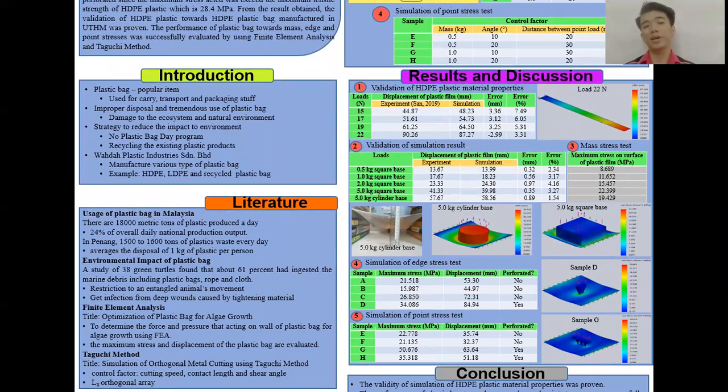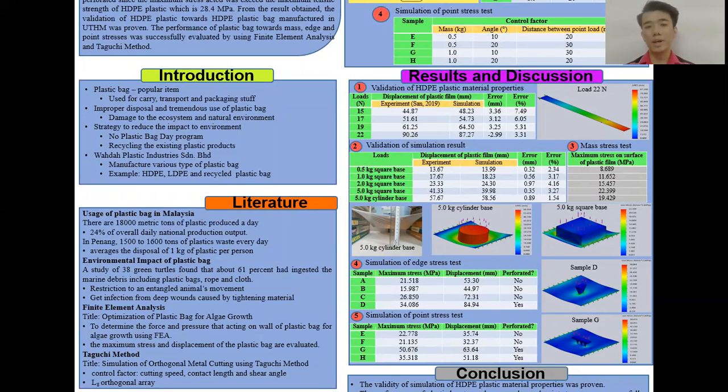We know that the plastic bag is a popular item used for carrying, transporting, and packaging stuff because it is a lightweight and hygienic way of transporting. Besides, improper disposal and tremendous use of plastic bags can damage the ecosystem and natural environment. However, there are two strategies to reduce the impact on the environment in Malaysia, which are no plastic bag day programs and recycling existing plastic products.